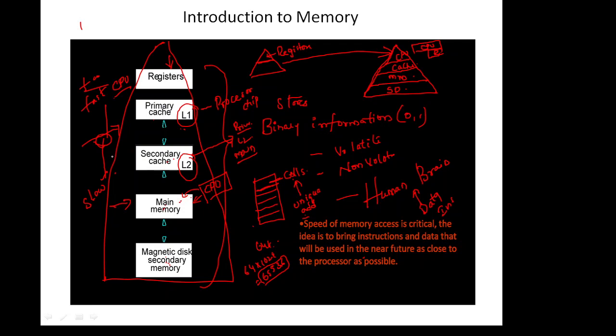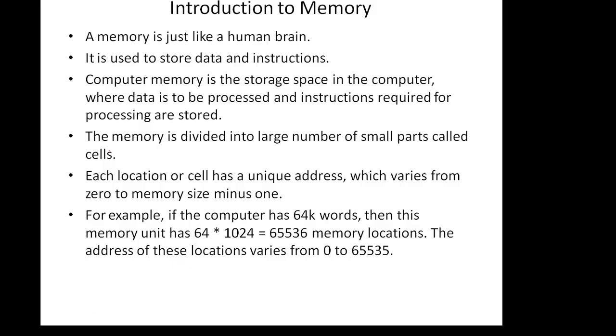As I have said, a memory is just like a human brain, because it is used to store the data and the instructions. That's why we say it is like a human brain. Or else you can say a memory unit is a collection of storage units or devices together. Each memory unit stores binary information in the form of bits. Generally, memory storage is classified into two types. The first one is volatile memory and the next one is non-volatile memory.